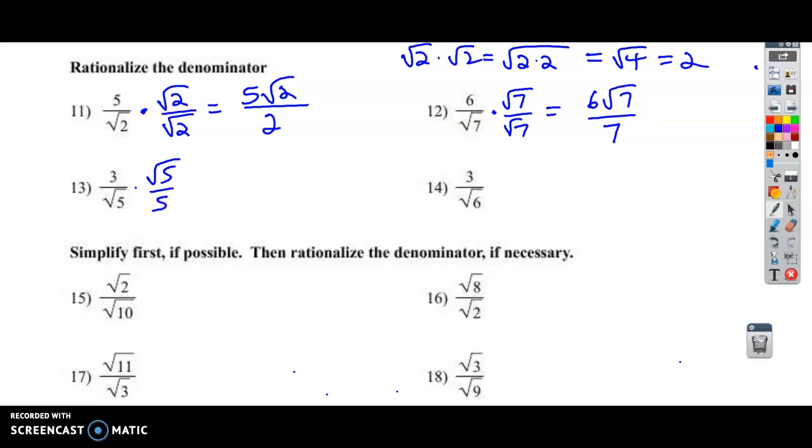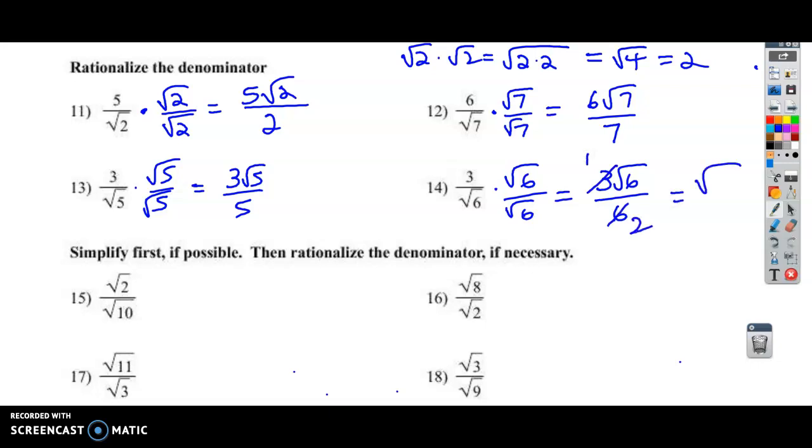Try the next couple problems. You might want to press pause before I give you the answers. Now that one can be simplified because 3 goes into 3 once, 3 goes into 6 twice. So this is equal to the square root of 6 over 2.